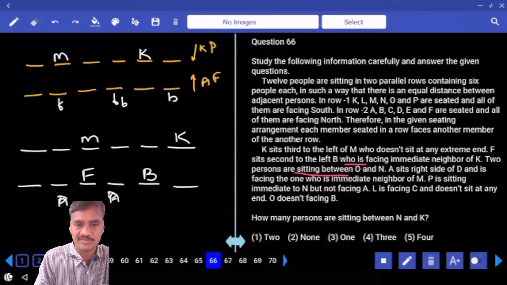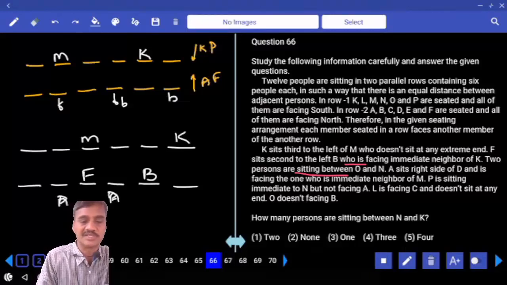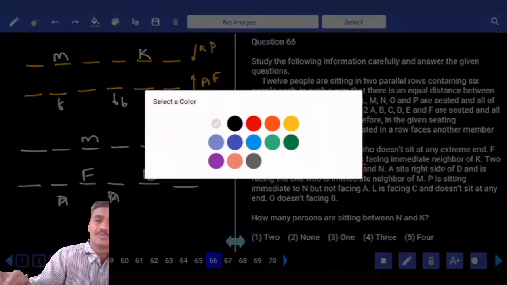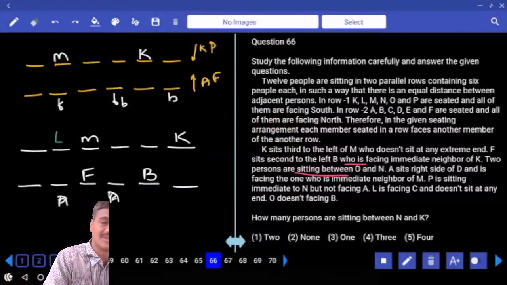P is sitting immediate to N. Now where is P? This P is sitting immediate to N but not facing A. L is facing C and N. Now which two persons are opposite to each other? L and C are opposite to each other and do not sit at any one of the extreme ends of the row. L is not at any one of the extreme ends of the row, then what are the possibilities we have? L and C can be like this or L and C can be like this. Any possibilities? Now if C is here, we cannot have A here.